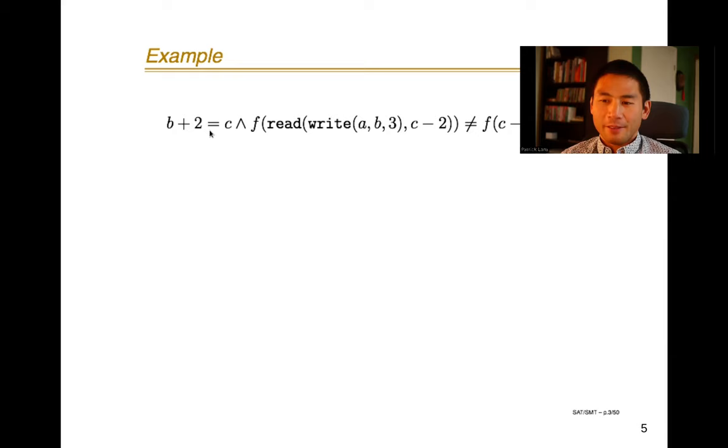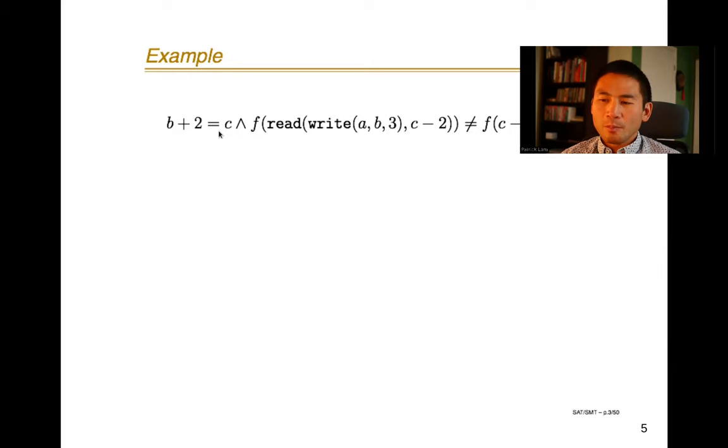We can say, look, it could be like B equals 1 and C equals 3, B plus 2 equals C. And so you can say also C minus 2 equals B by, you know, elementary school.